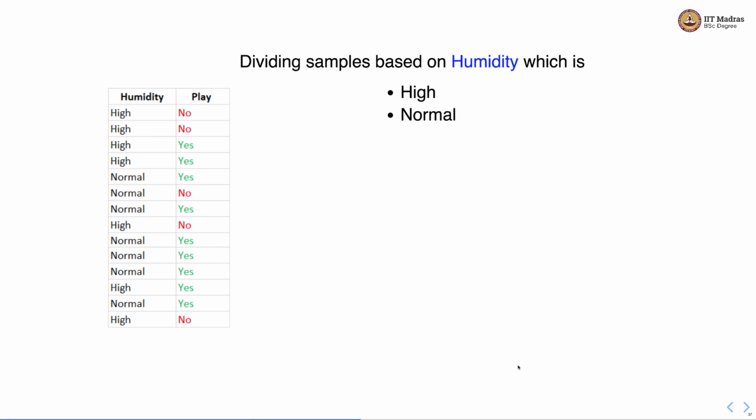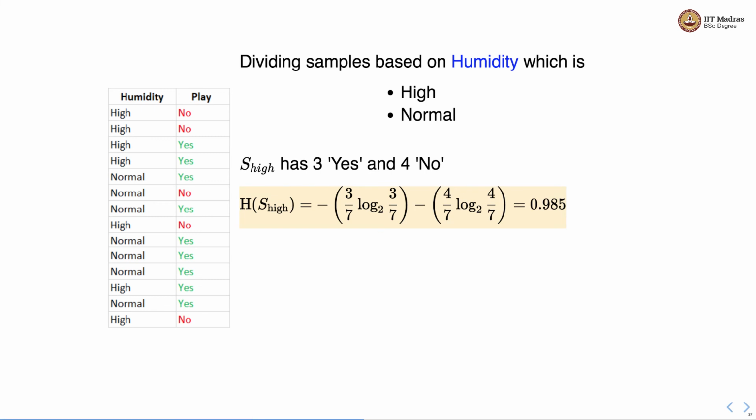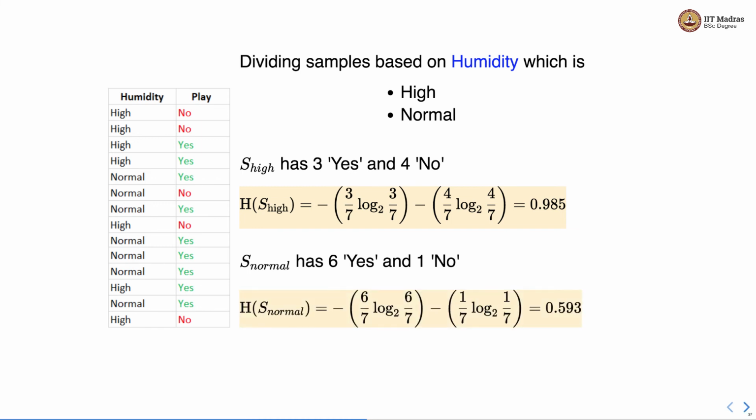Finally, we also evaluate humidity, which has two values, high and normal. For high, there are 3 yes and 4 no's. So we have the entropy for S high equal to 0.985, and for S normal we have the entropy as 0.593.